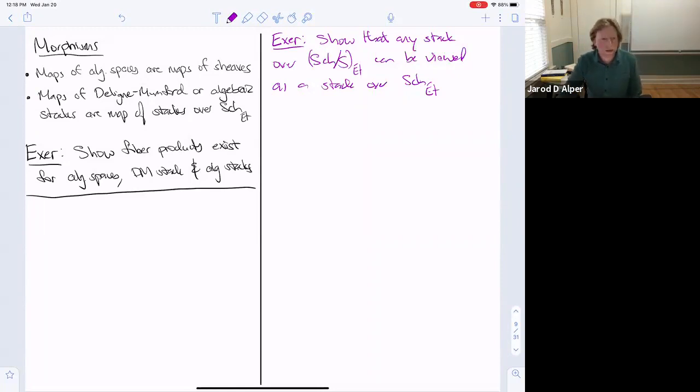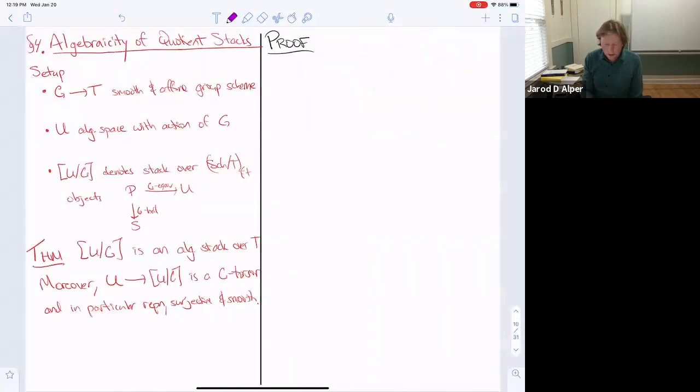All right, so now we have some work cut out for us. After we've introduced the definitions, the main goal now is to show two things. I want to show that quotient stacks are algebraic, and I want to show that M_g is algebraic. Okay, and we're going to do them in order. First, we're going to show the algebraicity of quotient stacks.